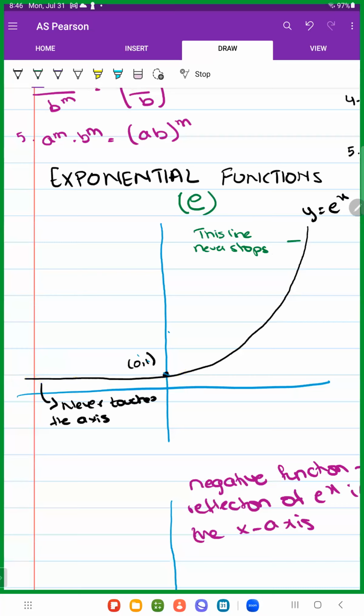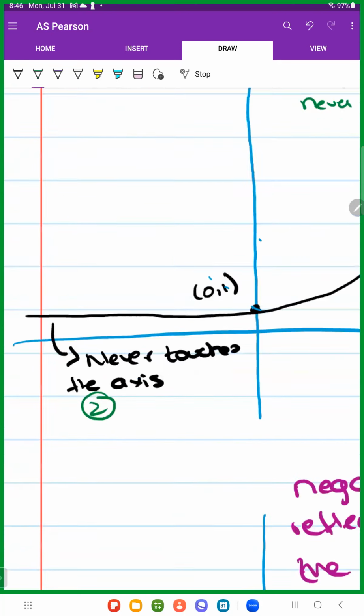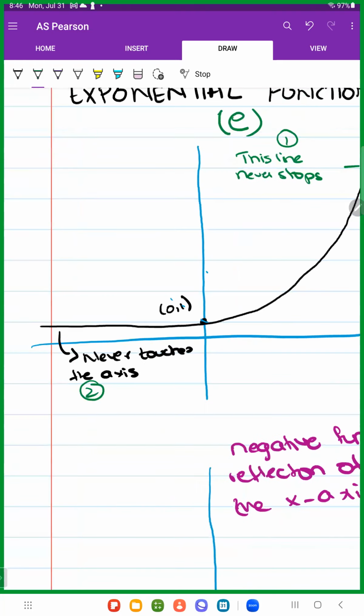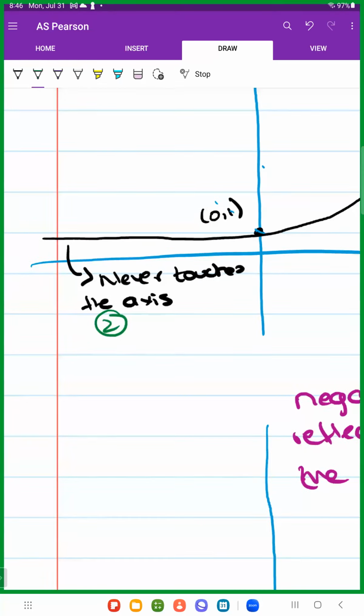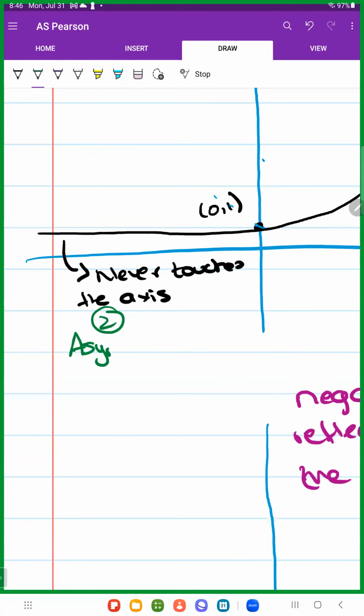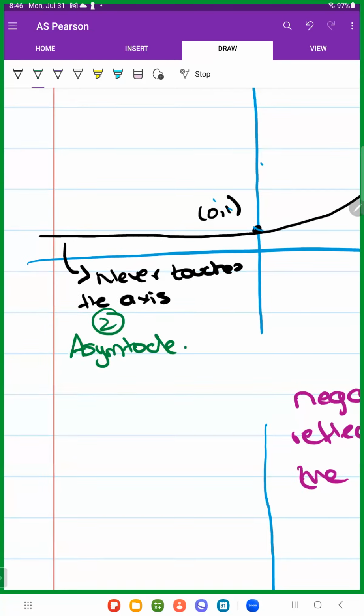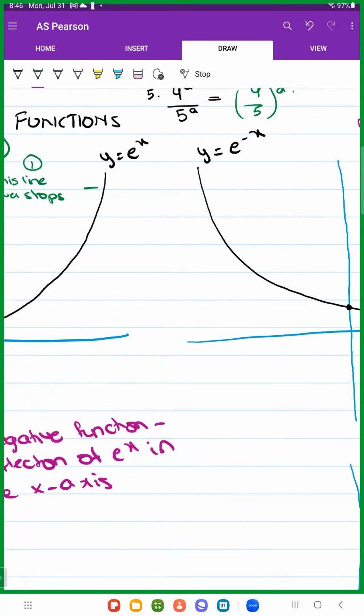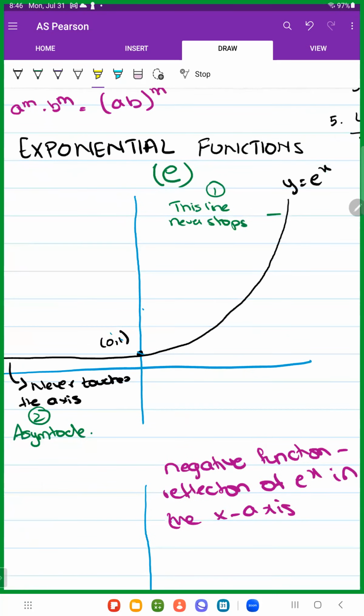The second thing you need to know is, this line will never touch the x-axis. It will come very close to the x-axis, but it will never touch the x-axis. It's called an asymptote. Have you ever heard of it? It's called an asymptote because it never touches the x-axis. So this is the graph for e to the x. This is a positive x value.